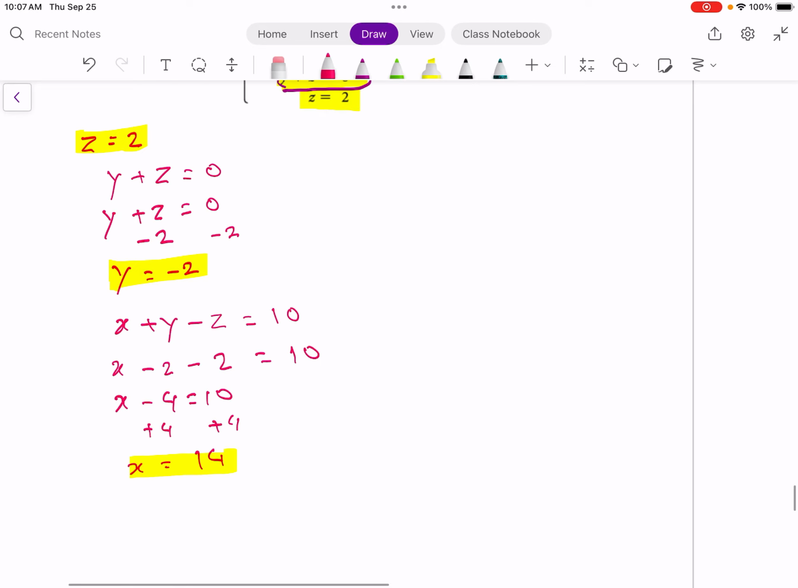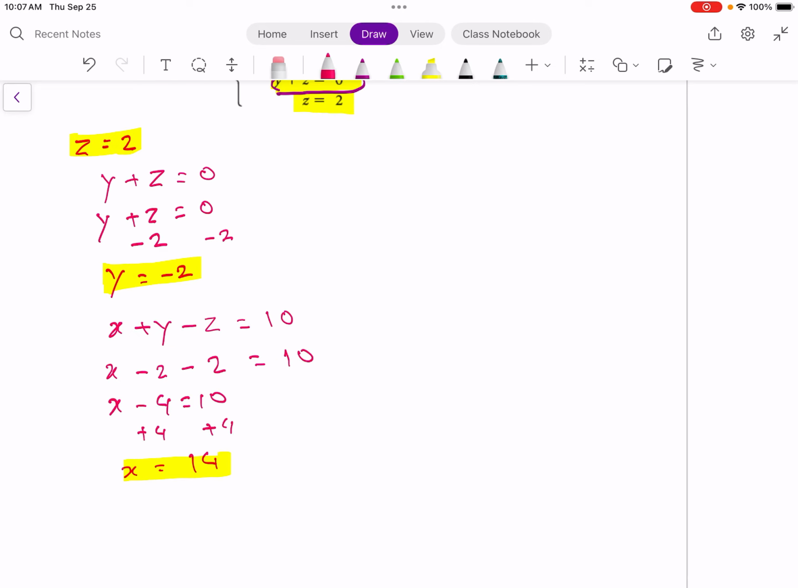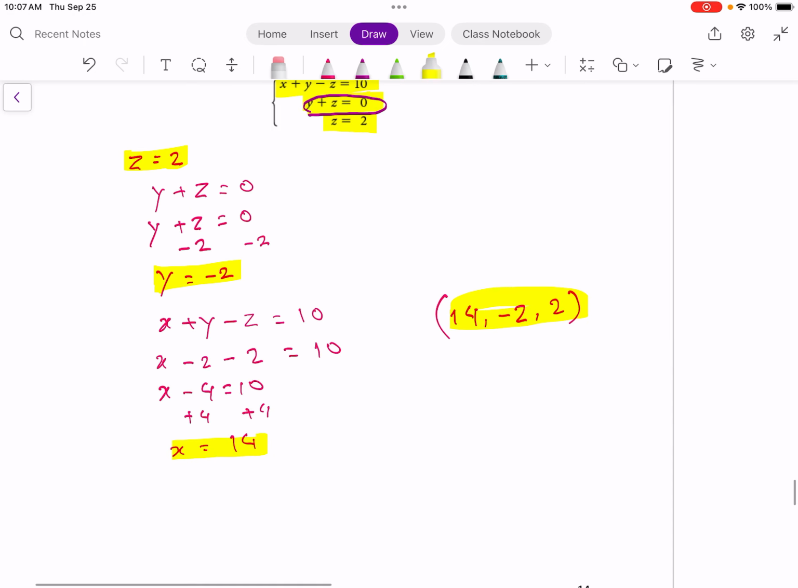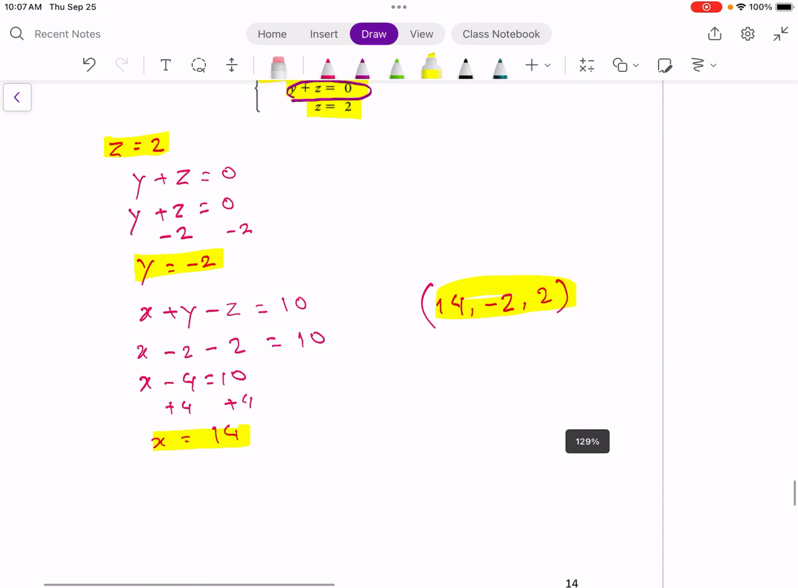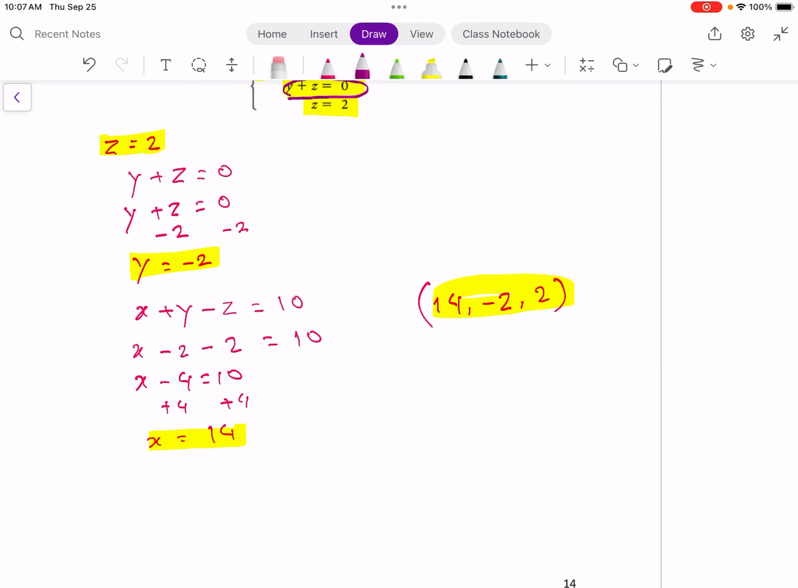Now we rewrite all these values together. So you start from x. The x coordinate is 14, the y coordinate is -2, and the g coordinate is +2. Okay. And this is a point which is common for all of these three linear equations. So we have one solution for this system of linear equations.